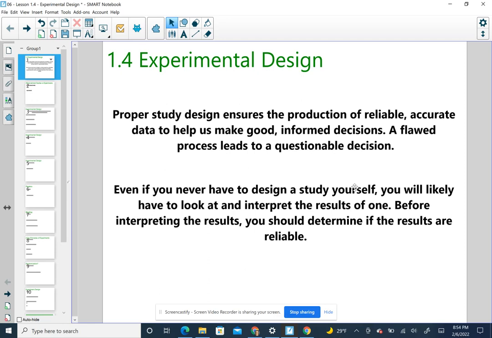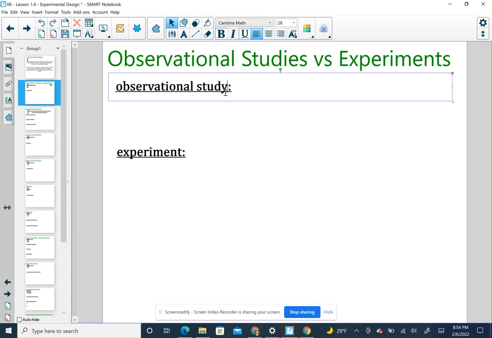Even if you never have to design a study yourself, you will likely have to look at and interpret the results of one. Before interpreting the results, you should determine if the results are reliable. So again, there's a lot of vocab that goes along with this. So we're going to dive into that right away so we can understand experiment design and studies and all that good stuff.